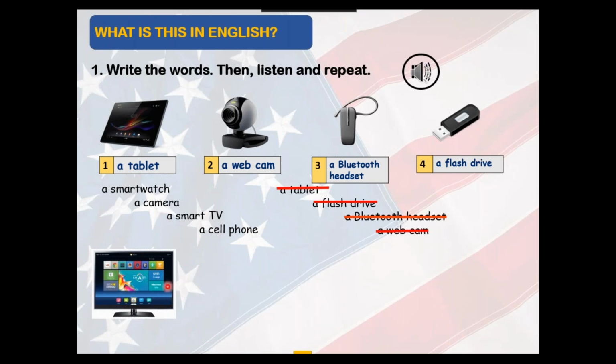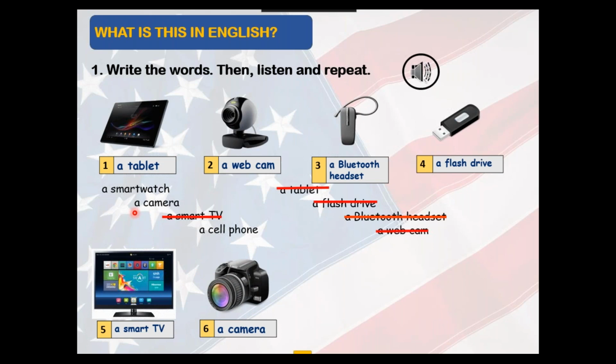For example, this picture. What is this in English? It is a smart TV. Yes, a smart TV. Excellent. Next. What is this in English? It is a camera. Yes, a camera. We cross out. Next, number 7. What is this in English?